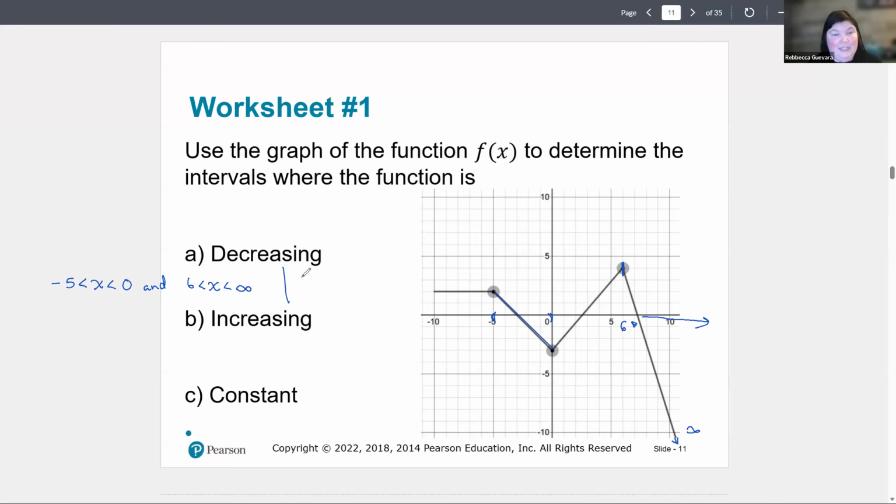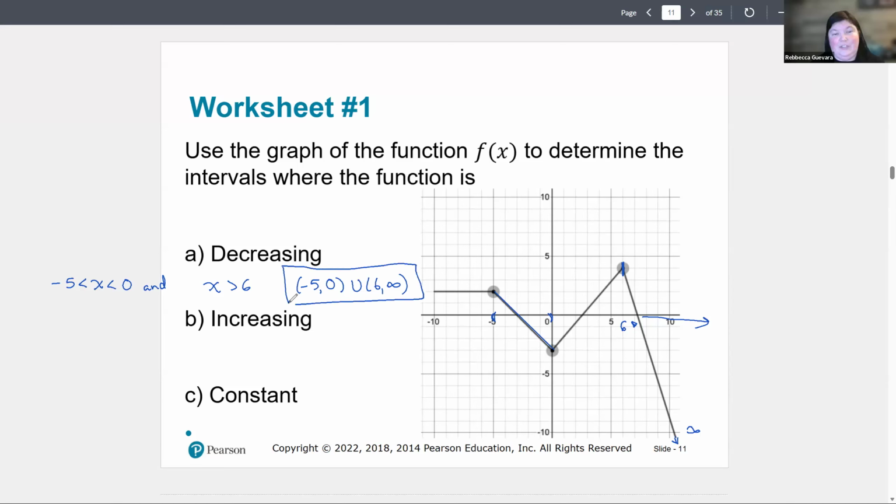Another way to write that is -5 to 0, union 6 to infinity. Actually, let me fix this part because we wouldn't write this infinity here. We just say that X is greater than 6. So on the interval of X values between -5 and 0, it is decreasing. And on the interval that's everything greater than or equal to 6, it's also decreasing.